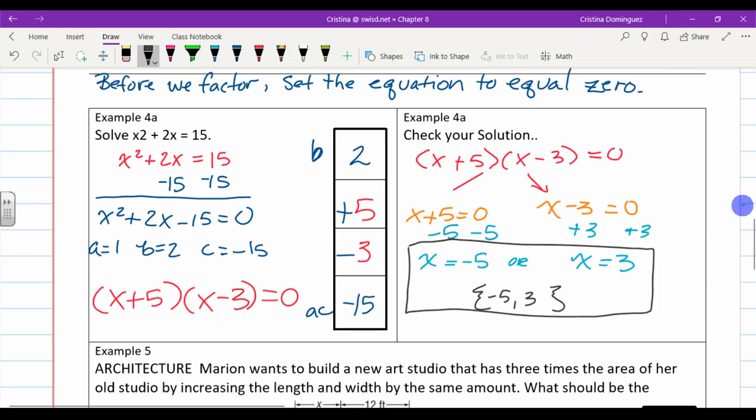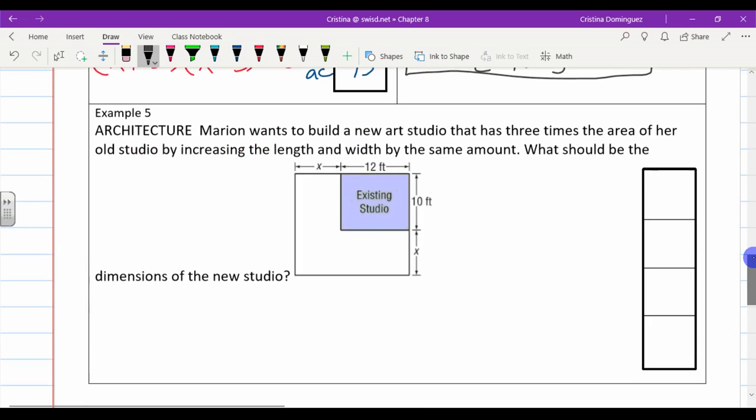Okay, let's go ahead and look at example number 5.